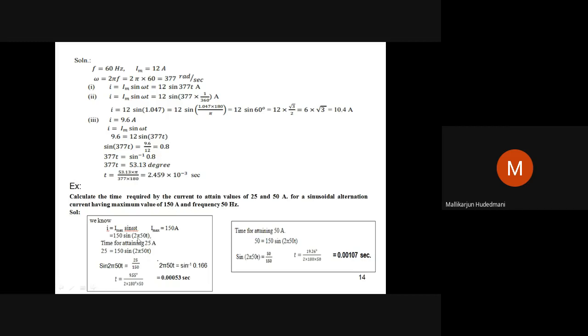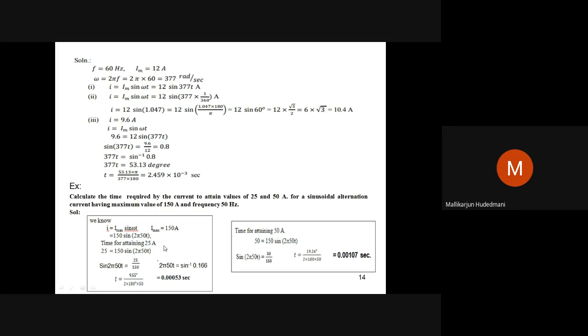And when does this expression represent 25 ampere? When nothing else is asked, it must be 25 ampere the first time only, unless otherwise specified. Then we should equate this expression with 25, transfer the terms from left to right and right to left, and get the value of time. But you should be very careful when you do this kind of calculation. Your calculator mode must be in radians. That you should not forget.